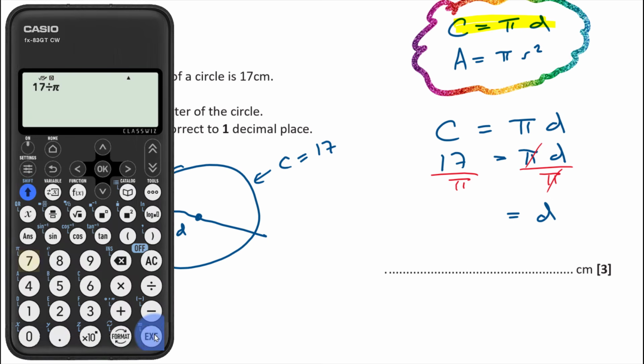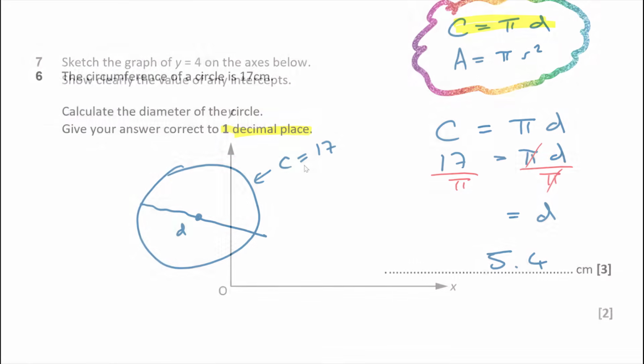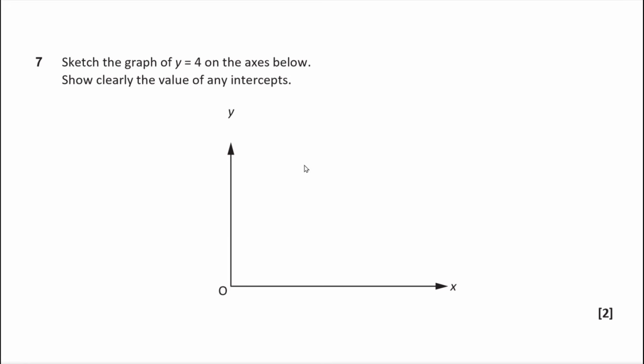That comes out to be 5.41 as a decimal. As it's to 1 decimal place, I'm going to have to round it off after the 4. The next digit being a 1, so I'm going to have to round it down, aren't I? So it's going to be 5.4.